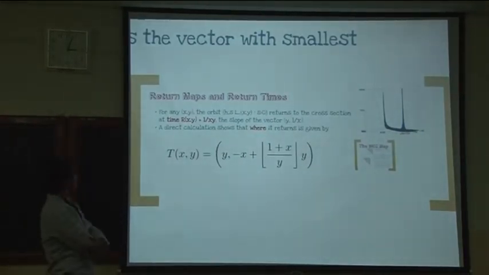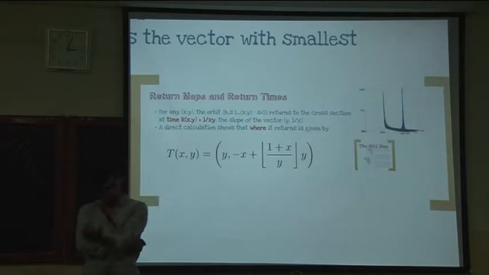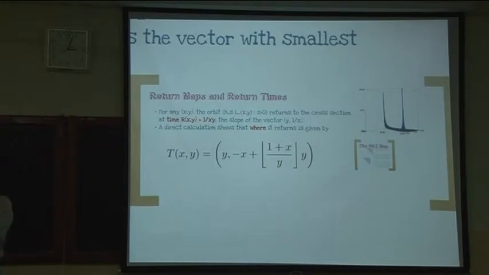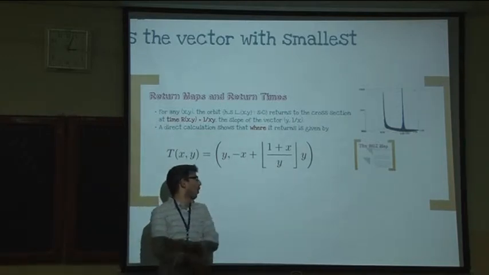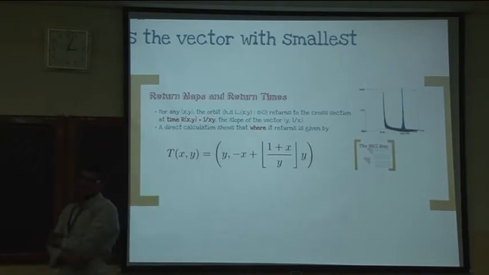For any xy, the orbit returns. It comes back at exactly time 1 over xy, the slope of the vector y, 1 over x. So there's that function. Remember, we were interested in hyperbolas intersecting this triangle, and the hyperbolas are exactly level sets of this function. And a direct calculation shows that where this thing returns is T of xy, which is y comma minus x plus floor of (1 plus x over y) times y. Now, it's a weird looking map.